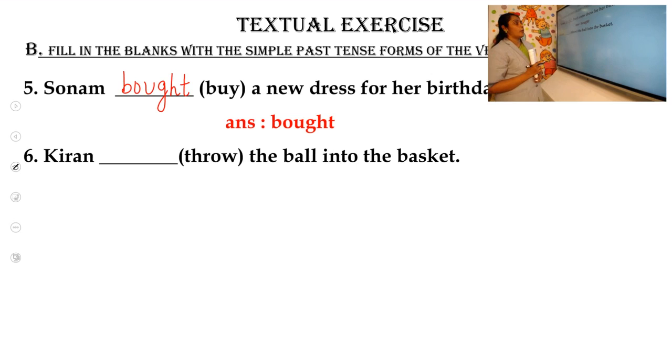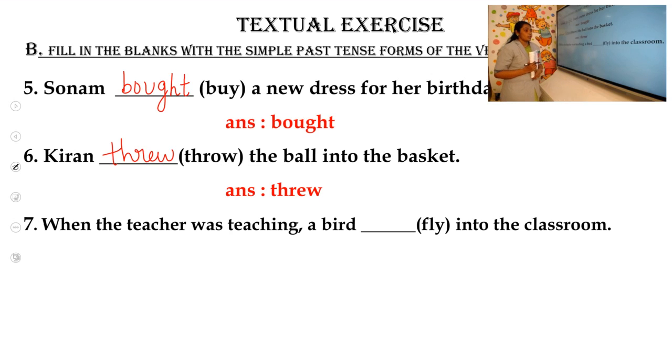Six. Kiran throw the ball into the basket. What is the past tense of throw? Threw. Kiran threw. T-H-R-E-W. Kiran threw the ball into the basket. Seven. When the teacher was teaching, a bird fly into the classroom. What is the past tense of fly? Flew. We have to change the verb into past tense. The bird flew into the classroom.